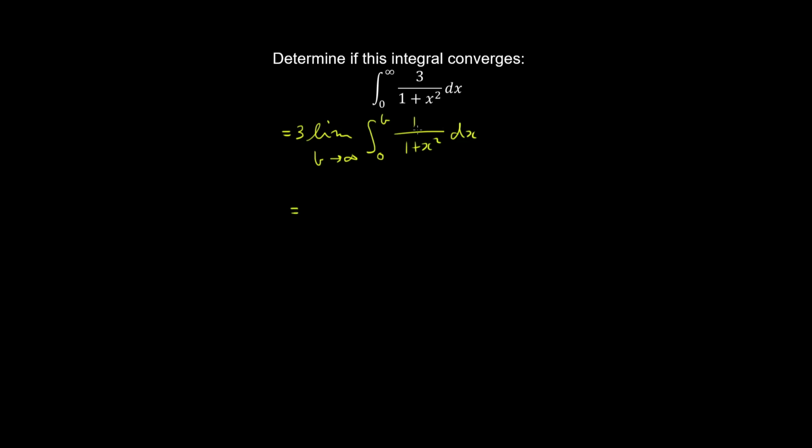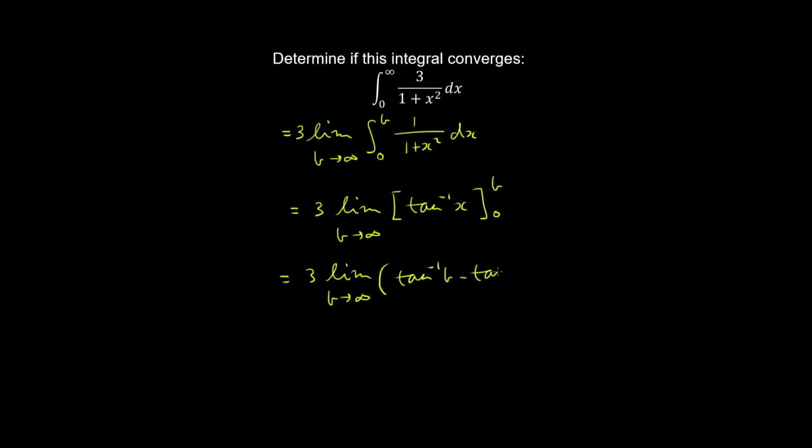So this integral evaluates to an arctan, so we have 3 times the limit as b goes to infinity, and we have arctan of x evaluated from 0 to b. And therefore we have 3 times the limit as b goes to infinity of arctan b minus arctan 0. And arctan 0 is 0, and as b goes to infinity, arctan b approaches pi on 2. So what we get effectively is 3 pi on 2, and therefore the integral converges.